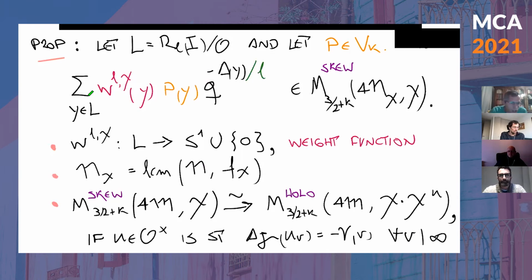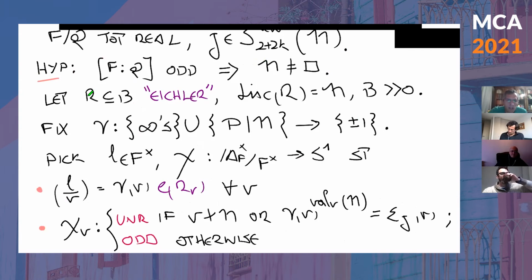Ariel, you want to say something? Yes, may I ask you, in the previous slide, what is this E of R B? Oh, it's the Eichler invariant. Okay.